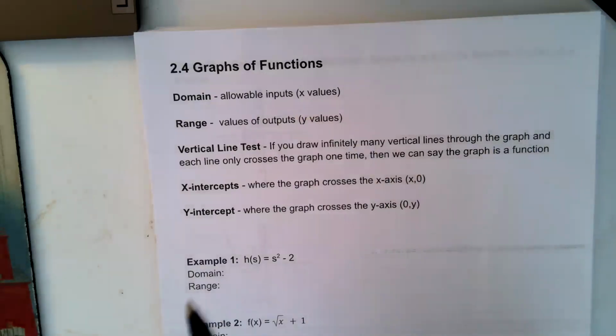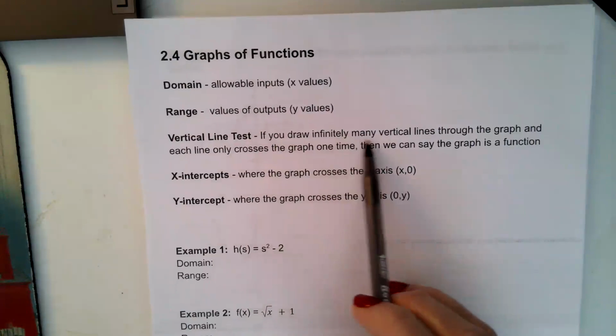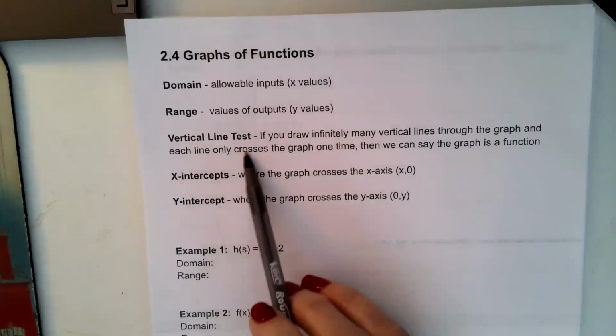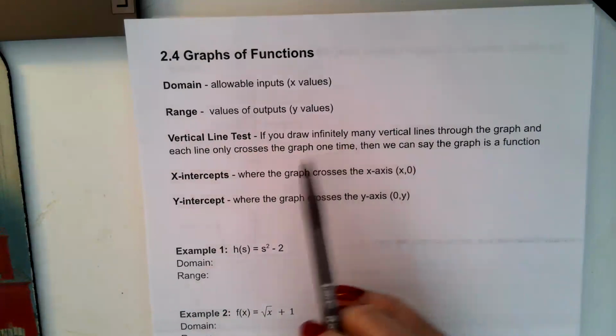So to use a graph to decide if an equation is a function, we call it the vertical line test. If you were to draw infinitely many vertical lines through the graph, and each line only crosses the graph one time, then we can say the graph is a function.